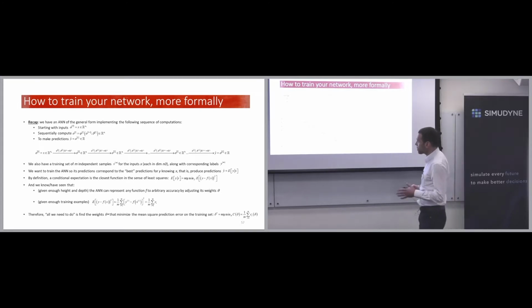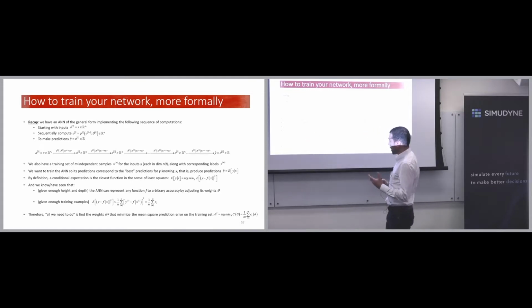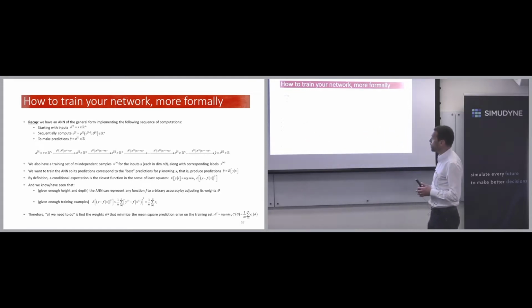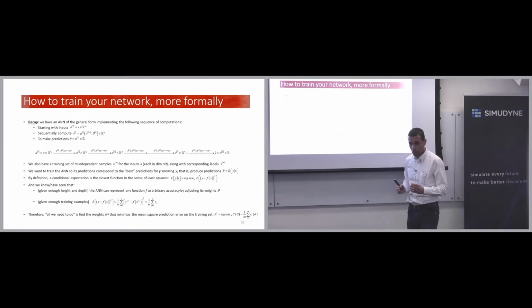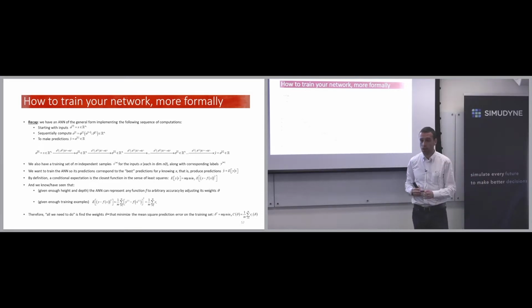We have seen that if we give ourselves enough height and enough depth, my neural network can represent any function f to arbitrary accuracy by adjusting its weights, theta, which means that this universal representation theorem tells us that the neural network, well, at least a neural network of infinite size, can represent any function, right? But how does it represent any function? It represents it through its weights.